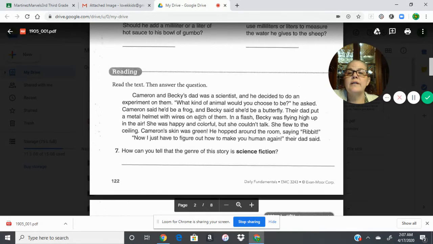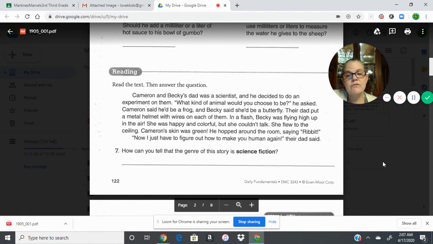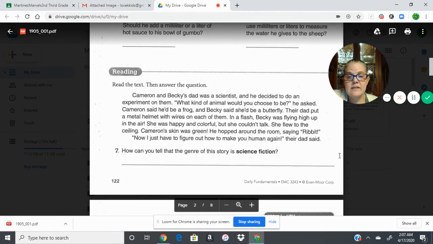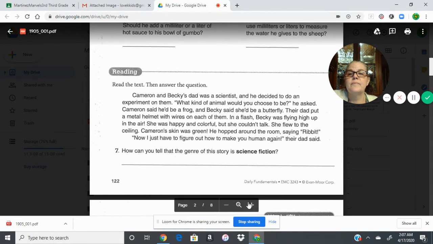On our story, read the text, then answer the question. The question says, how can you tell that the genre of this story is science fiction? The genre means the type of story. So fiction is a made-up story, but science is an actual study. So would this sound like a scientific fiction story?